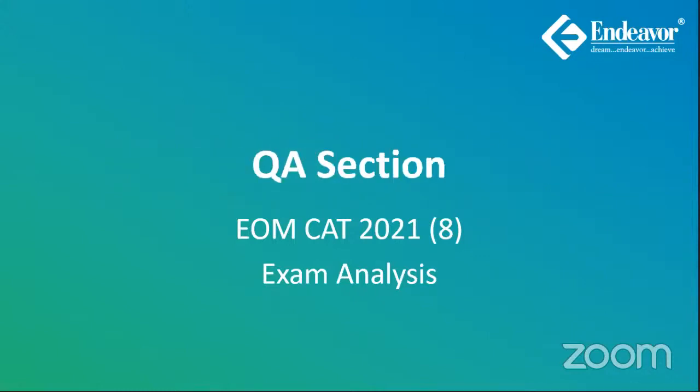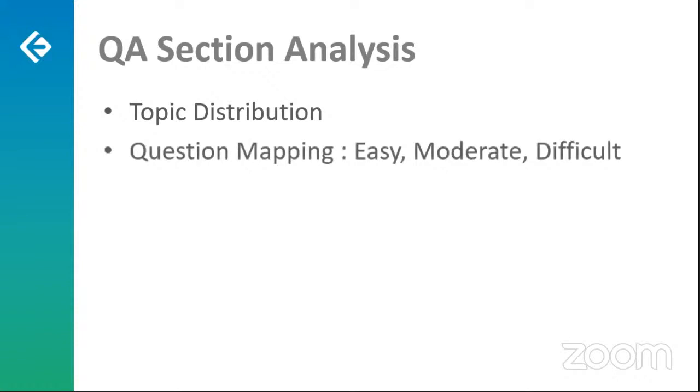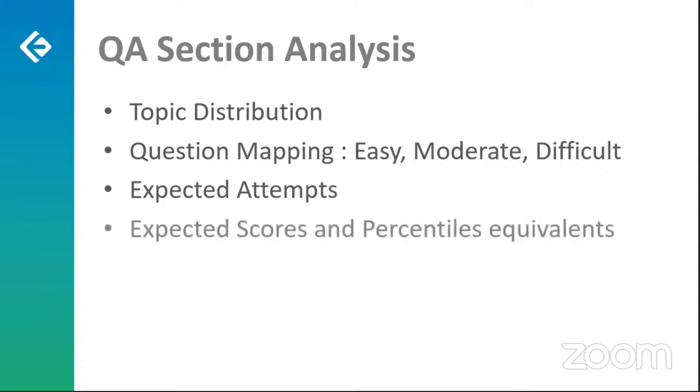I'll be taking analysis of the QA section for EOM 8. This is how we'll proceed. We'll start with topic distribution, which suggests how many questions were there in the test from each of the topics. This will be followed by the difficulty level analysis. We try to classify the questions based on their difficulty level into three major categories, that is easy, moderate, and difficult. Based on this difficulty analysis, we'll derive the expected attempts, and finally we will map these scores versus percentiles.